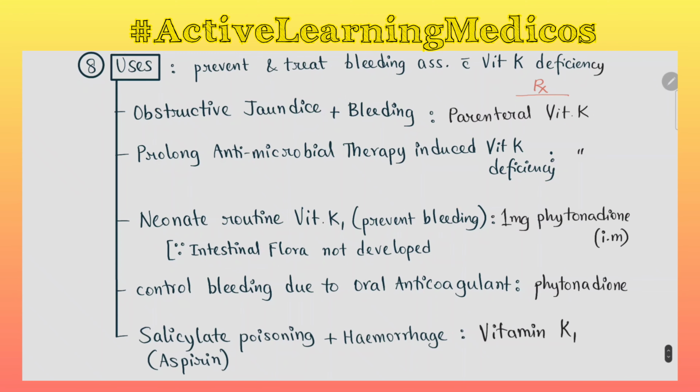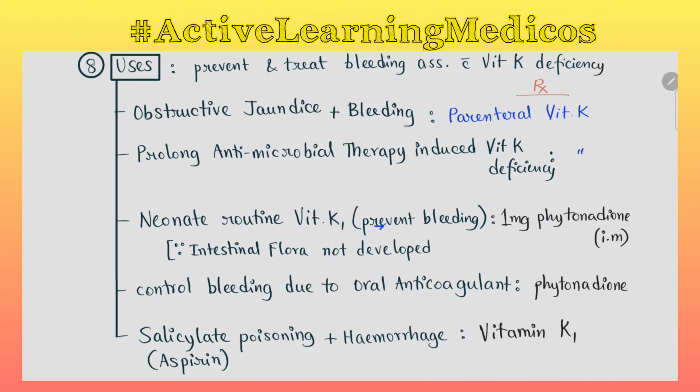And the final uses of vitamin K. Vitamin K is used to prevent and treat bleeding associated with vitamin K deficiency. So these are the conditions and this is the treatment. On the left we observe obstructive jaundice plus bleeding. We use parenteral vitamin K as treatment. Prolonged antimicrobial therapy induced vitamin K deficiency. We use parenteral vitamin K.